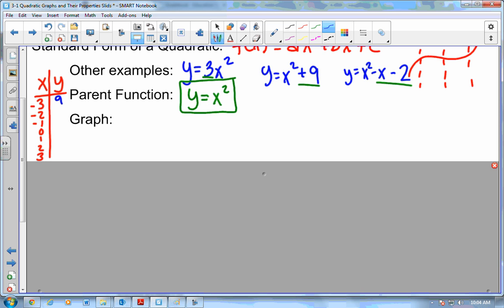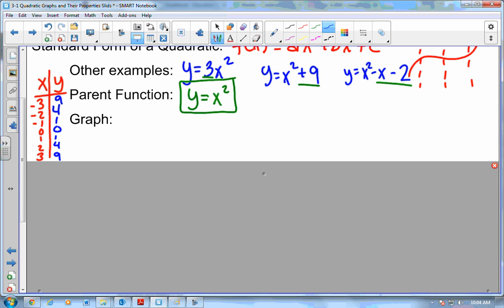It's -2 times -2. Good. +4. All I'm doing is taking my x value and plugging it into my parent function. Okay, then we do -1 squared, which is 1. 0 squared is 0. 1 squared is 1. Then we get 4 and 9.